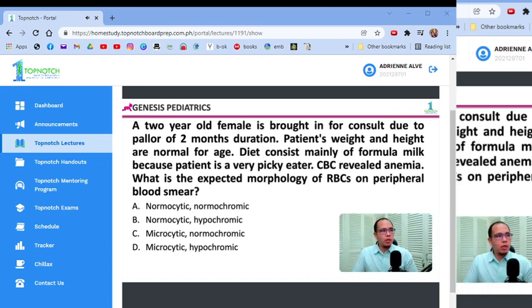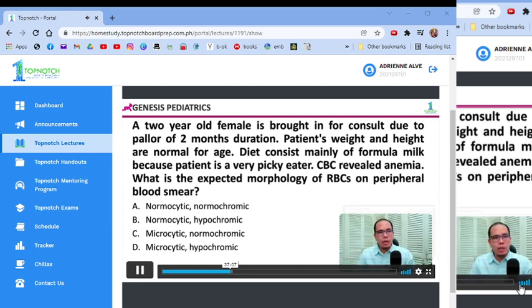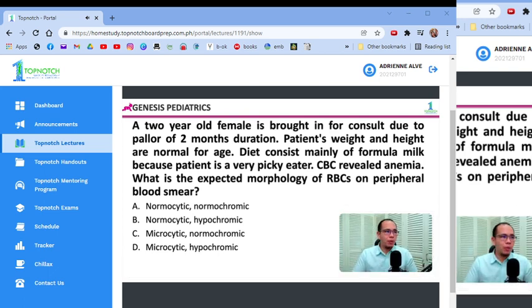You have a 2-year-old female who was brought in due to pallor for 2 months duration. So mga 2 months na lang napapansin ng parents niya na parang namumutla siya. Okay? When you checked and plotted the anthropometrics of this patient, the weight and height are normal for age. And then the mother said that the diet consists mainly of formula milk because he's a very picky eater. So very common problem in children.